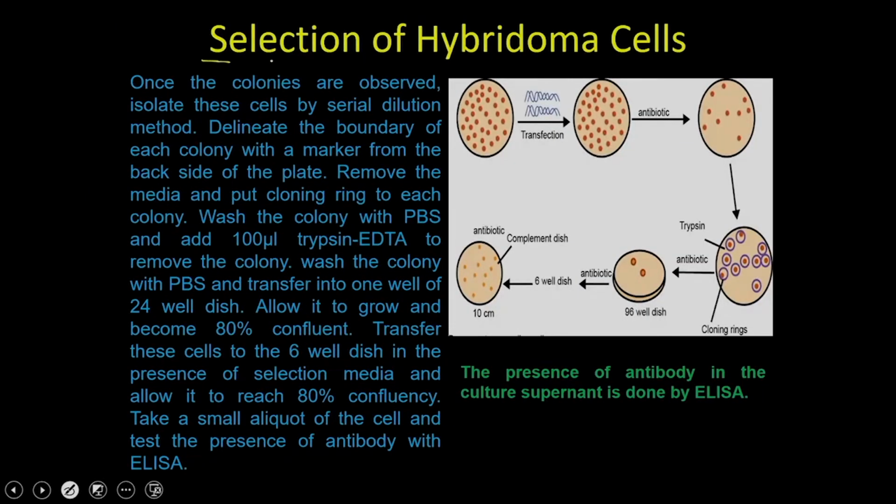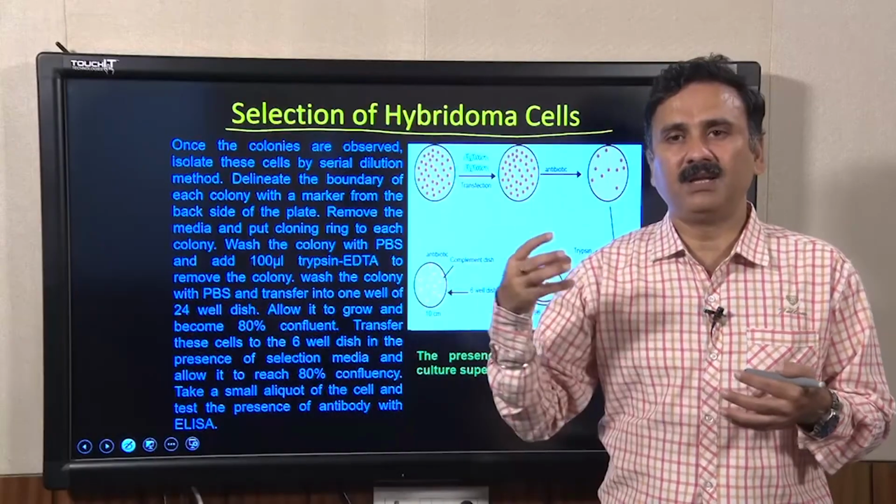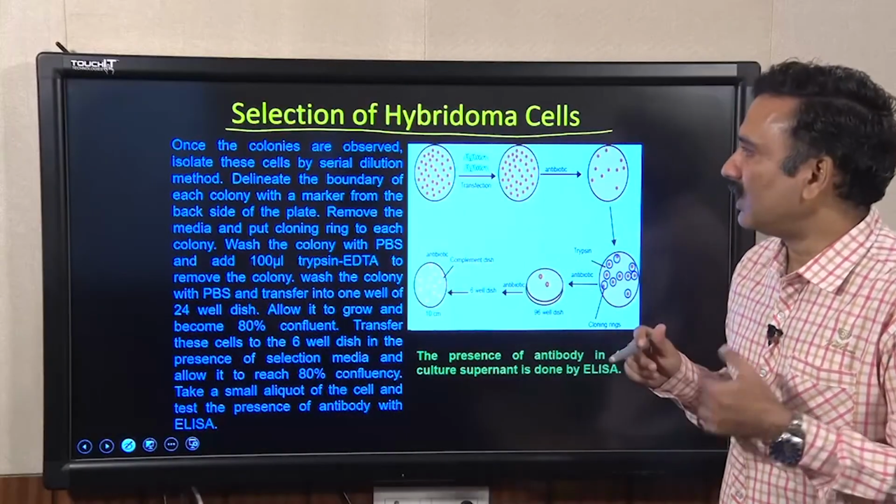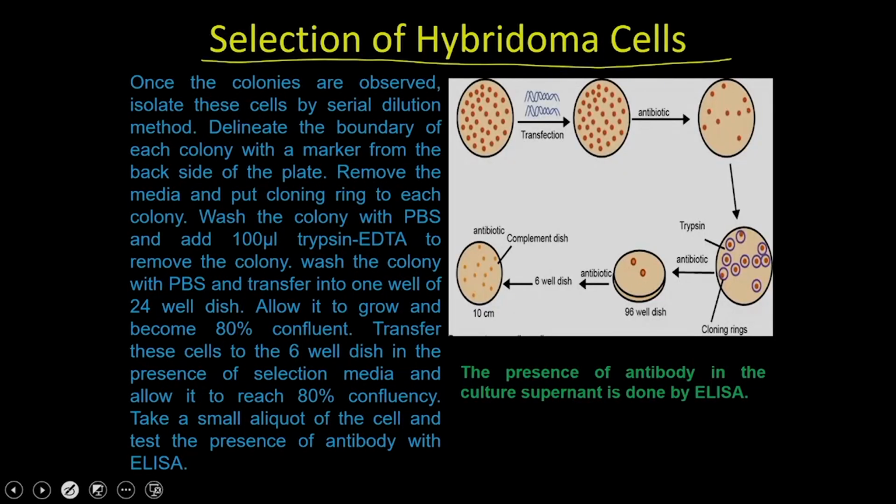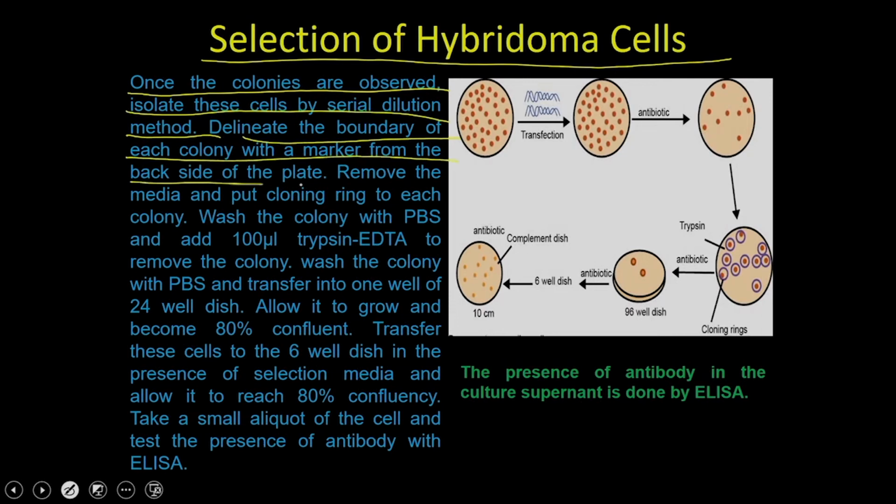Now, once you are done with the selection of the hybridoma cells, you have to further screen the hybridomas to find which hybridoma is producing more antibodies and which less. For that, you are going to use the serial dilution method. Once the colonies are observed, you isolate these cells by serial dilution, delineate the boundary of each colony with a marker from the back side of the plate, and then you remove the media and put the colony rings.